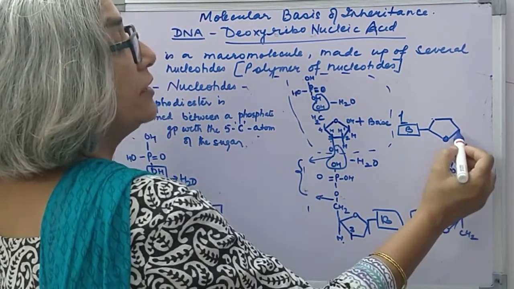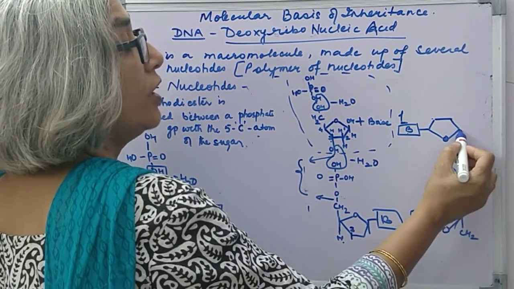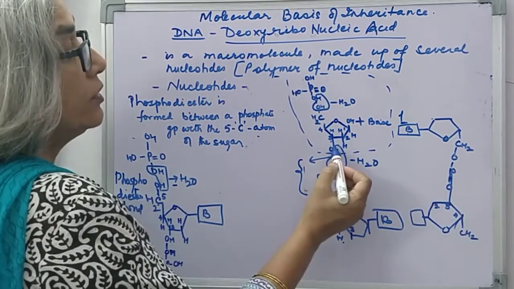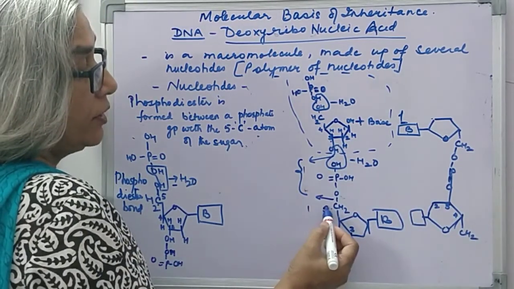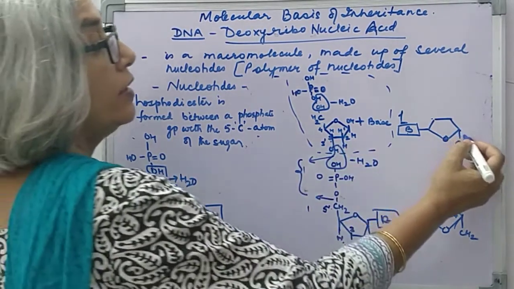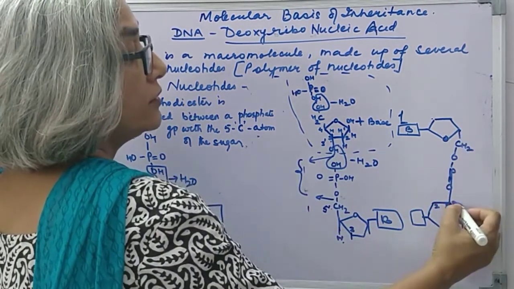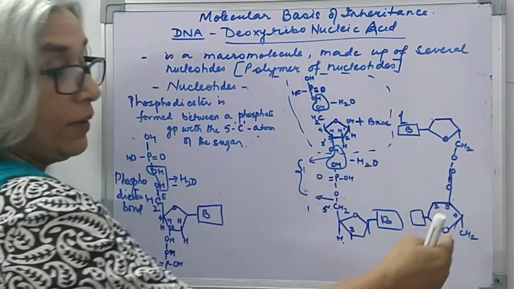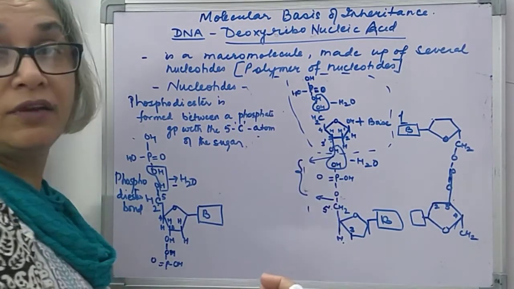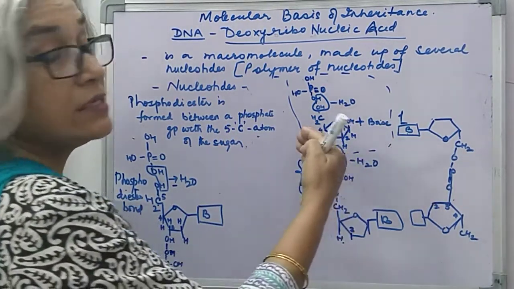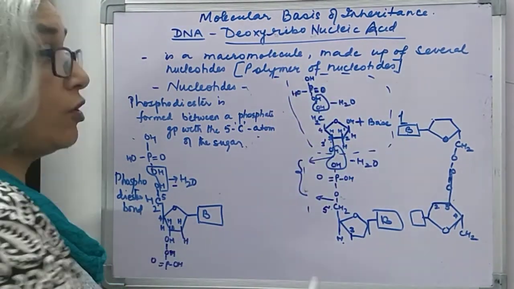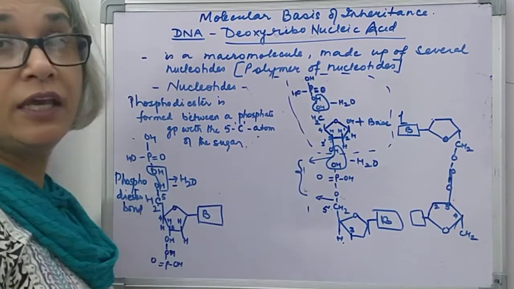So the chain is like this between fifth carbon atom of the sugar and the third carbon atom of the next sugar. Third carbon atom and fifth carbon atom. This is fifth carbon atom, this is third carbon atom. And here this is fifth and this is third. So these are anti-parallel. One runs in the 5' to 3' direction, the other runs in the 3' to 5'. The bases are pointed towards the inside, and the sugar phosphate forms the skeleton of the DNA.